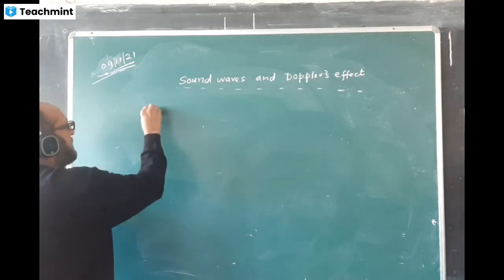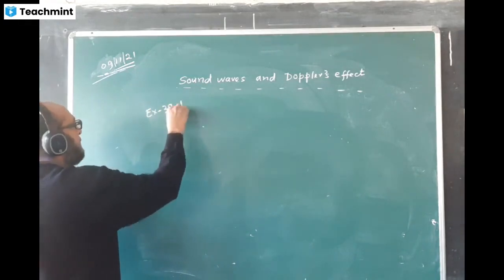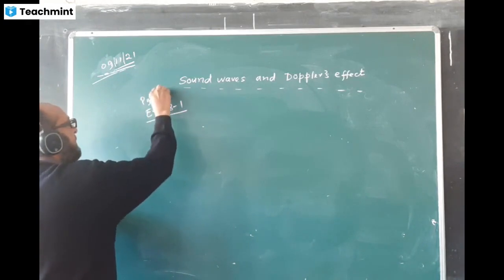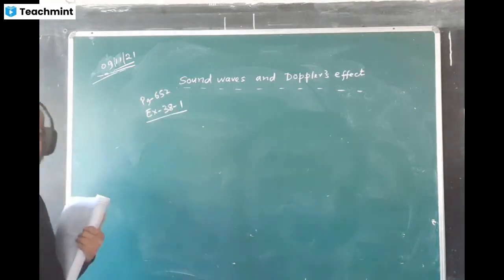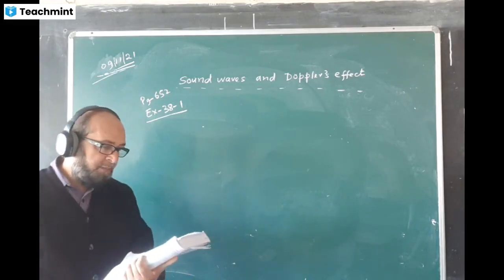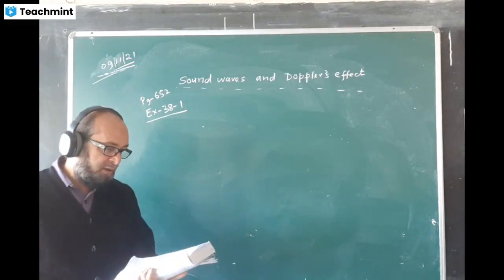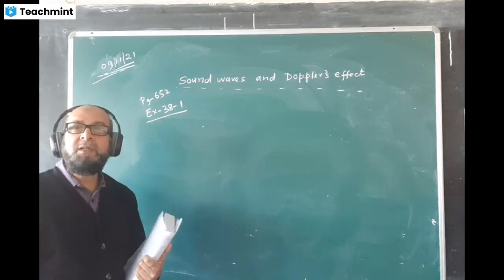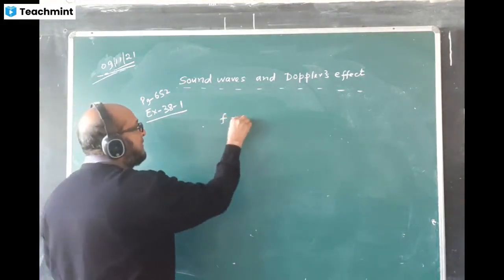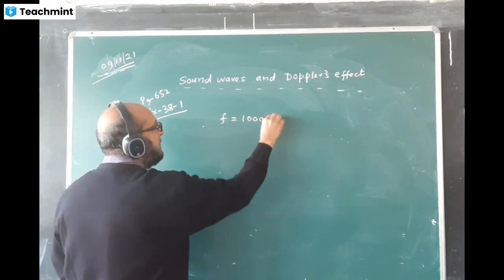Example 38-1 of page 652. A sound source is emitting sound waves of 1000 Hertz. This actual frequency is 1000 Hertz. We write that information first.